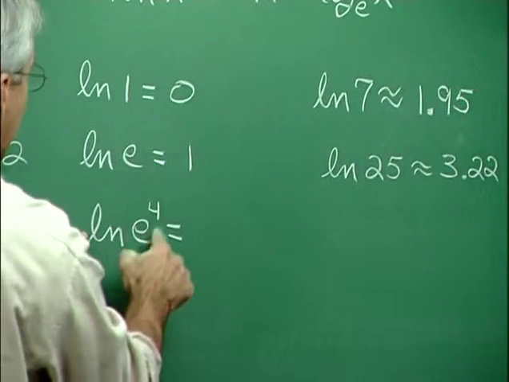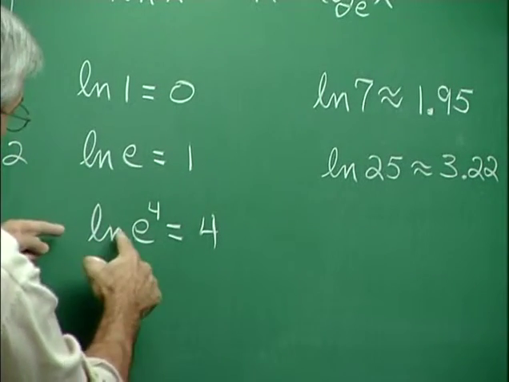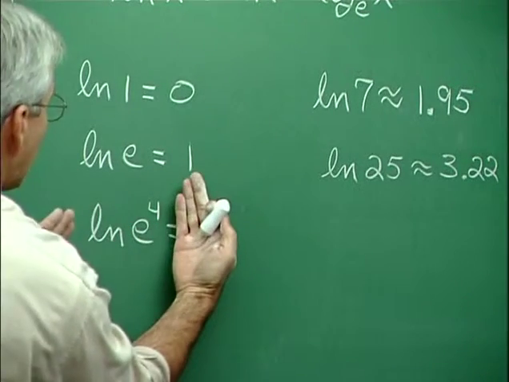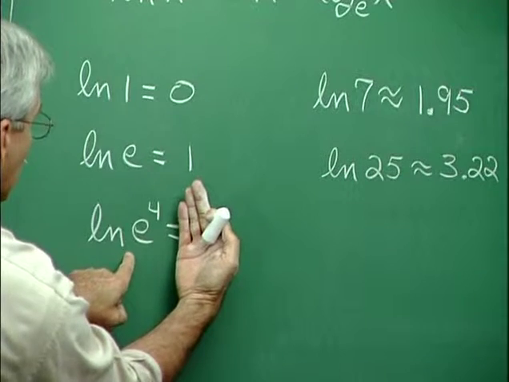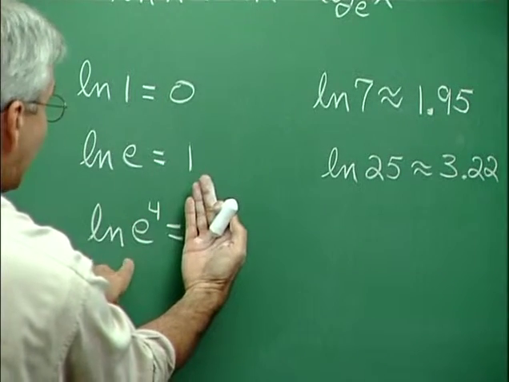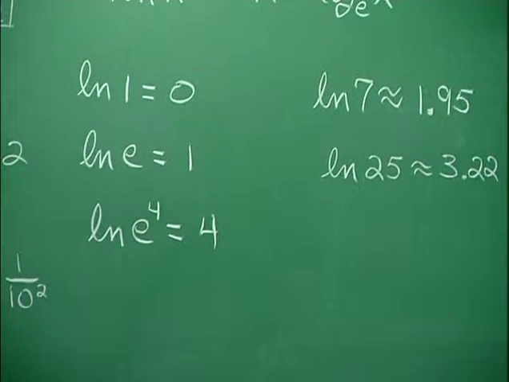And again, ln e to the fourth is simply 4, because this is log base e of e to the fourth power. This is a request for the exponent on the understood base e that will give e to the fourth. What exponent needs to be applied to that e? Well, a 4 does. So we just read it off like that.